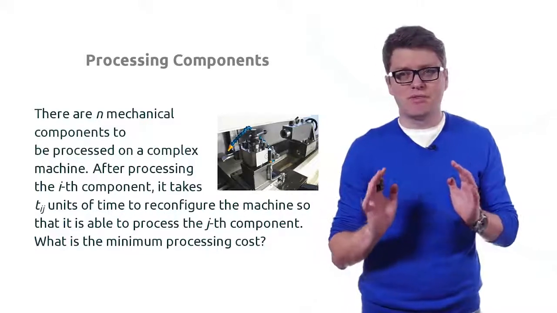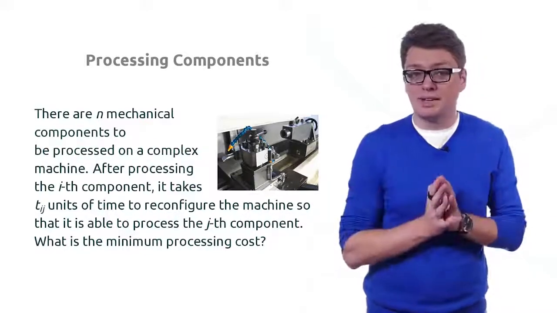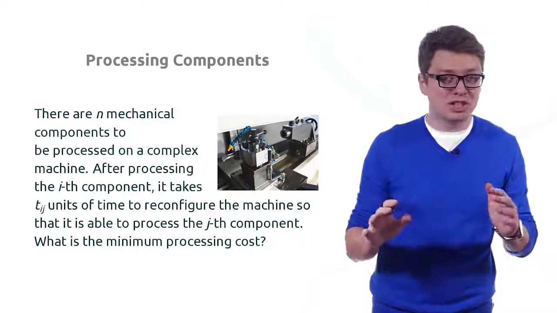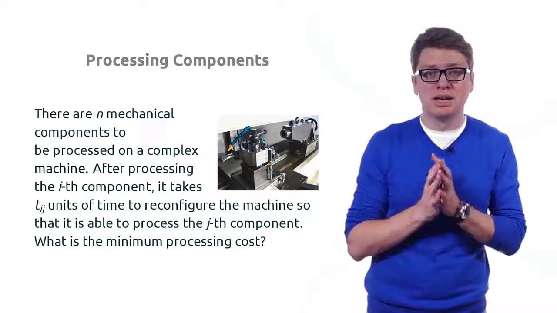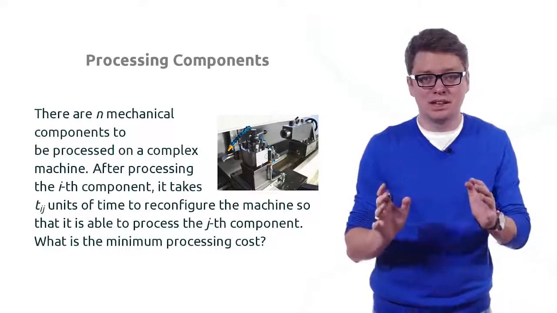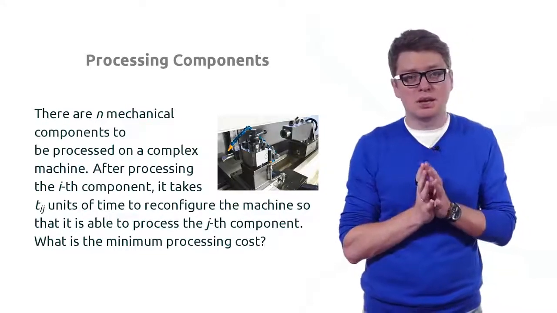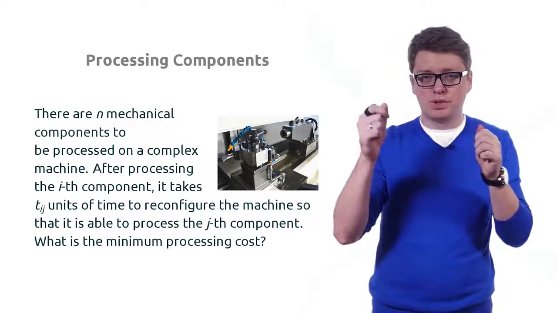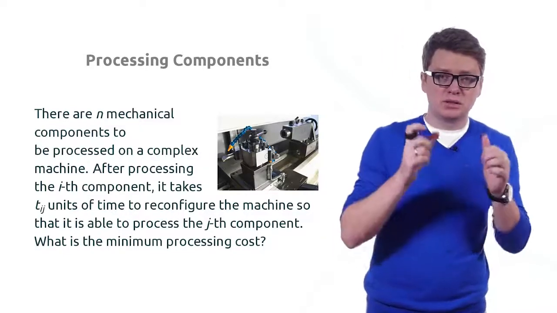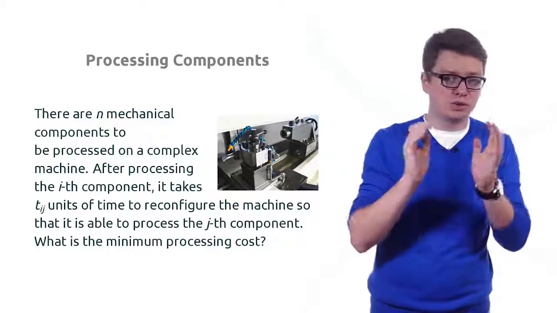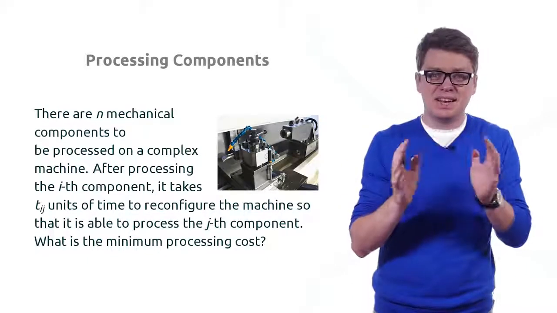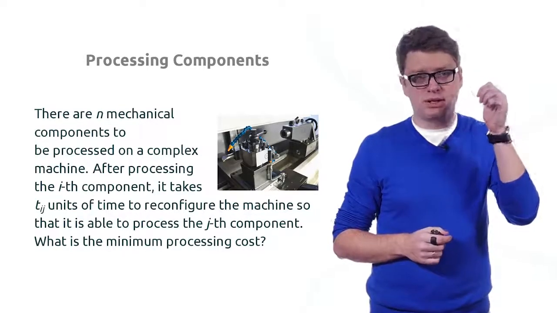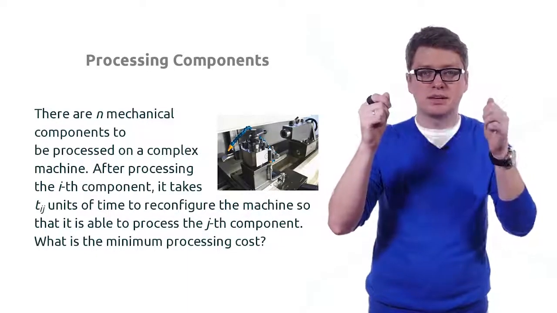Finally, let me mention the following application, which is also quite natural. Again, imagine some complex machine, and imagine that there are n mechanical components that need to be somehow processed or handled by this machine, and all these components are of different types. And we know that if the machine processes some component i and then is going to process some component j, then we need to somehow reconfigure this machine, or it should be reconfigured automatically, but in any case it takes some amount of time to reconfigure a machine before processing the component j, after processing component i.